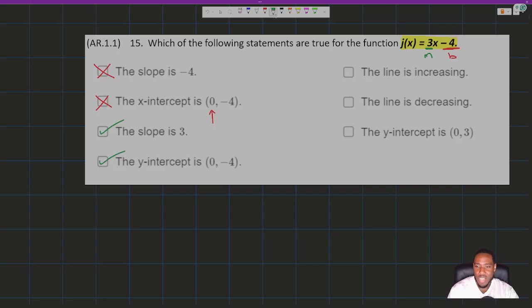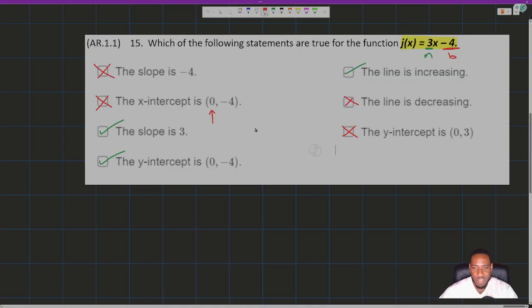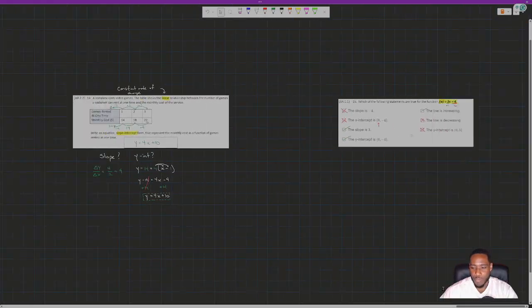They ask us whether the line is increasing or if it's decreasing. The best way to figure that out is to look at the slope, and we see that it's a positive number. Positive slopes mean the line is increasing, not decreasing. And lastly, the y-intercept is at 0, 3. Now we know that the y-intercept, based on what we're looking at here, is at negative 4, that b value. So that cannot be correct either. So then your answer choices for this are 3, 0, negative 4, and the line is increasing. And that's going to be it for our little review for the first common assessment.